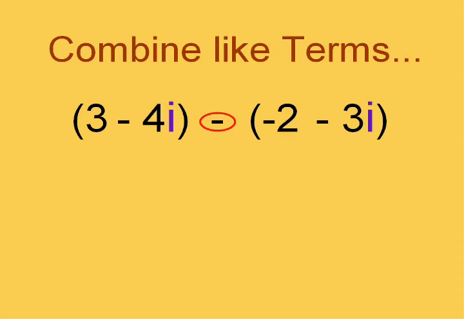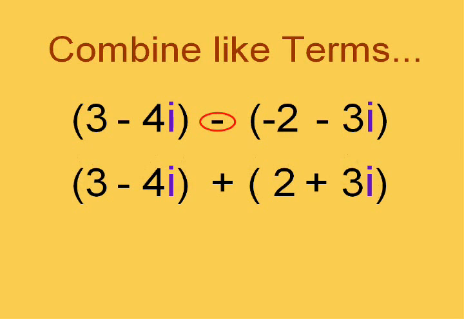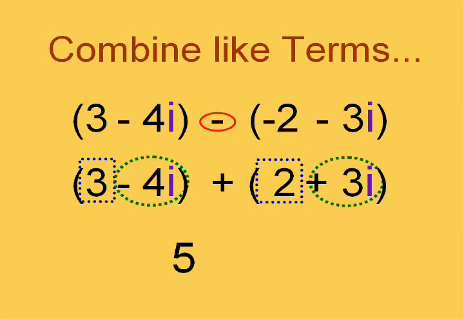Remember, when we subtract things, we end up changing the sign of the whole second expression. So I changed that to addition and changed the signs of everybody in the second group, and now it just becomes adding like terms again. 3 and 2 become 5, and minus 4i and positive 3i become a negative 1i, and of course we only write the negative i.